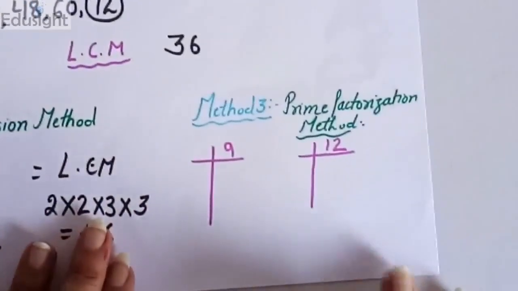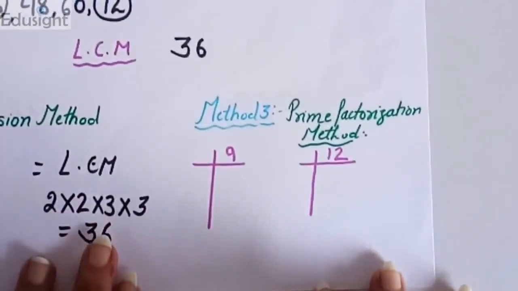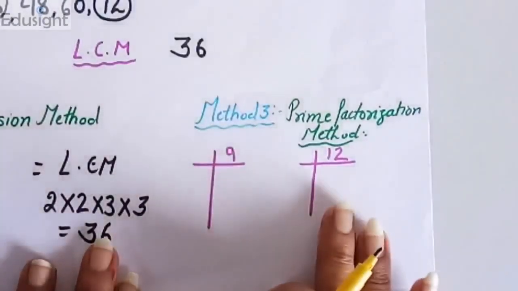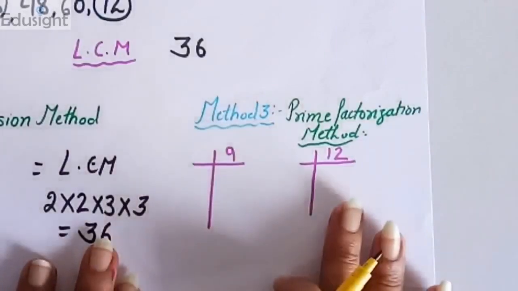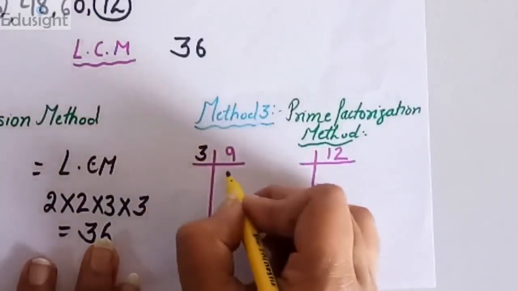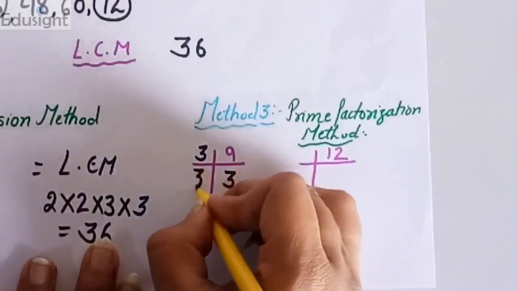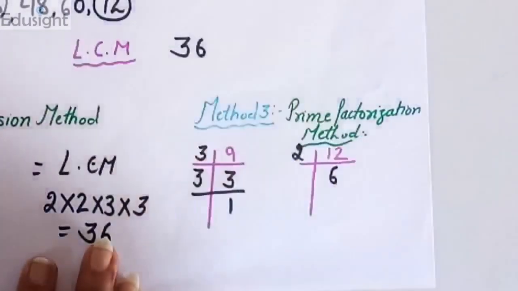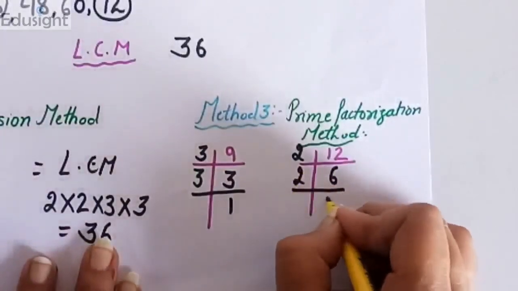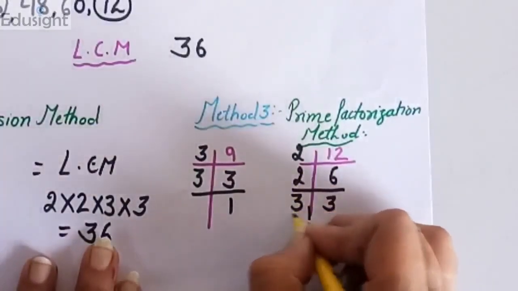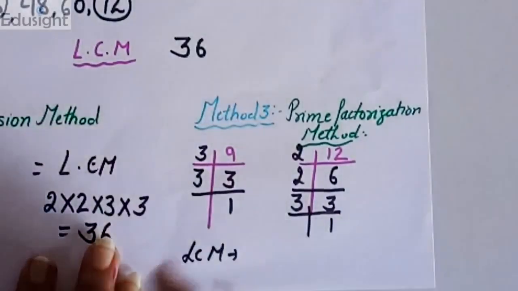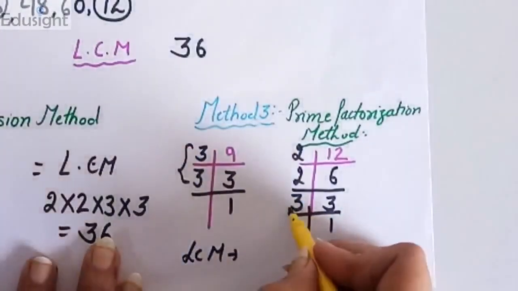Now third method, prime factorization. This is approximately the same as the long division method, but we are using both the numbers separately. 9 divided by 3 is 3. 3 divided by 3 you get 1. Same with 12. 12 is divisible by 2, 6. Again 2. So here we have to take the numbers. Here 3, 2 times. Here 1 time.